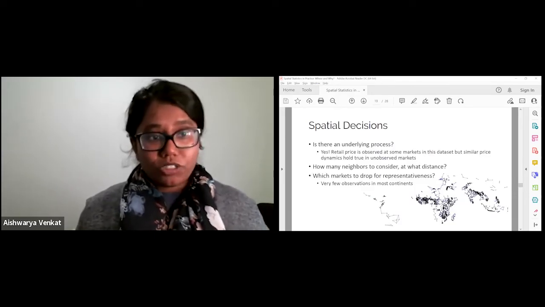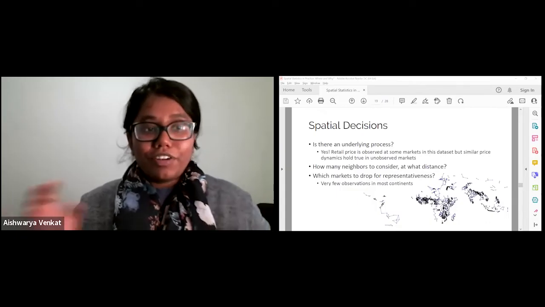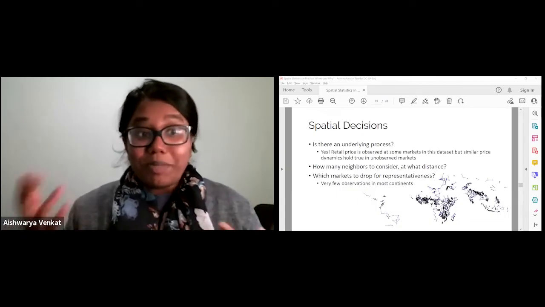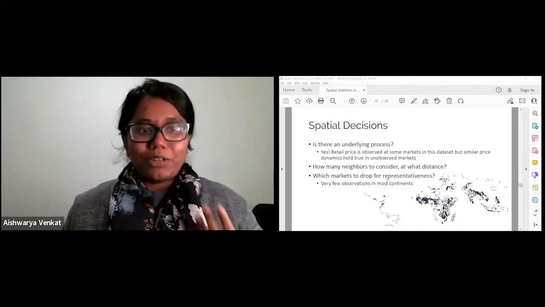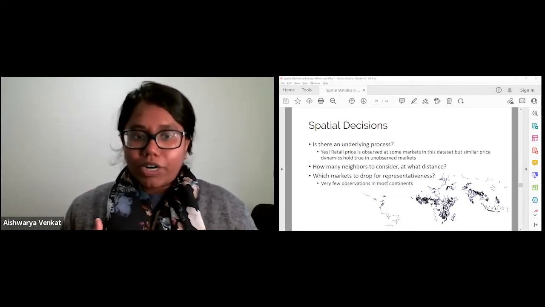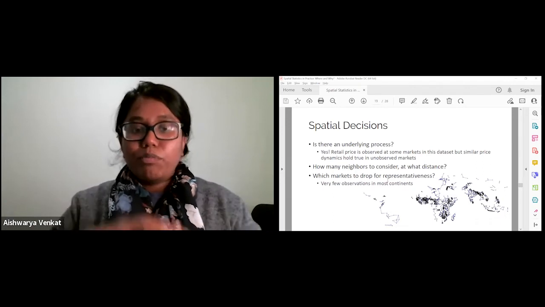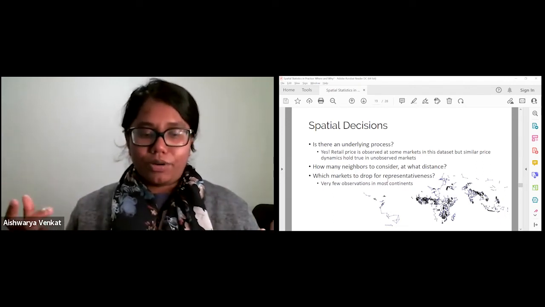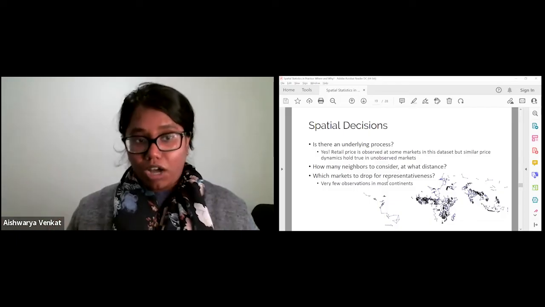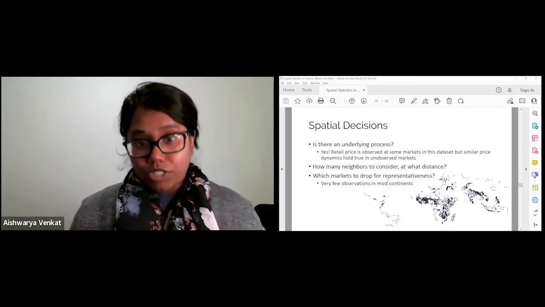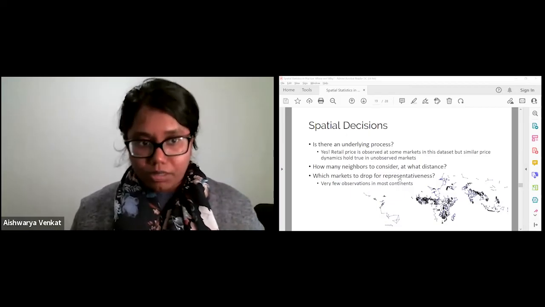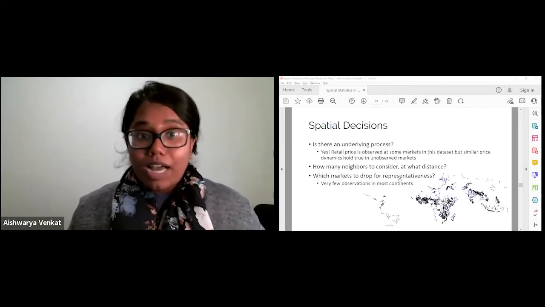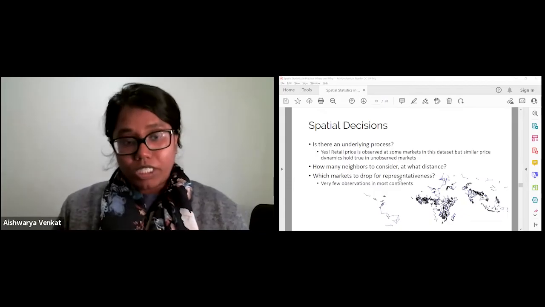So we had to make a lot of spatial decisions. The first of which is framing whether there's an underlying process here, and the answer is yes. So we know that retail prices are observed in some markets, but most of the price dynamics and price determination laws hold true even in unobserved markets. So we're dealing with a biased sample, but still a reasonable sample. We also had to ask, how many neighbors do we want to consider?